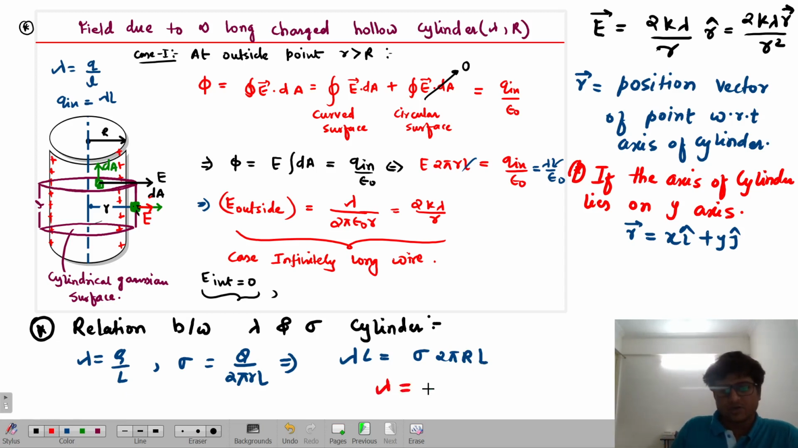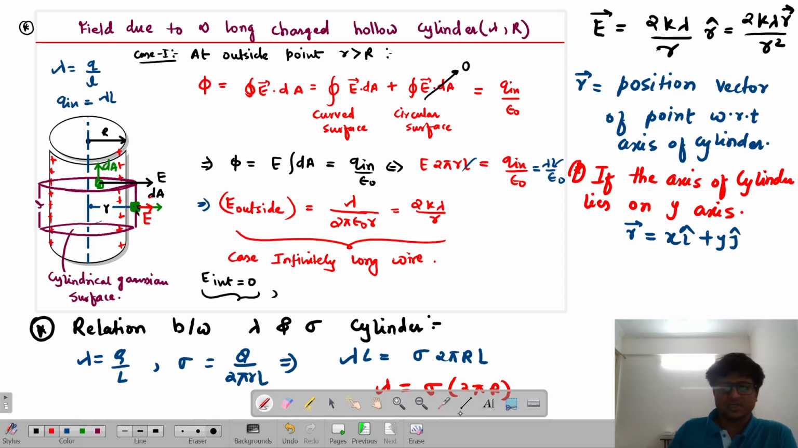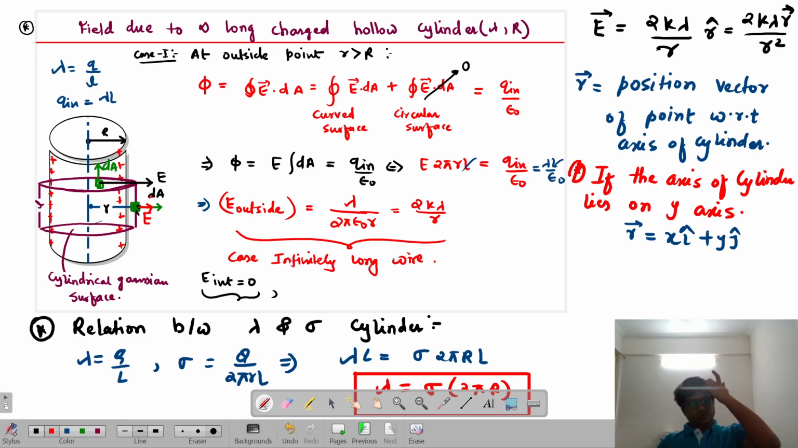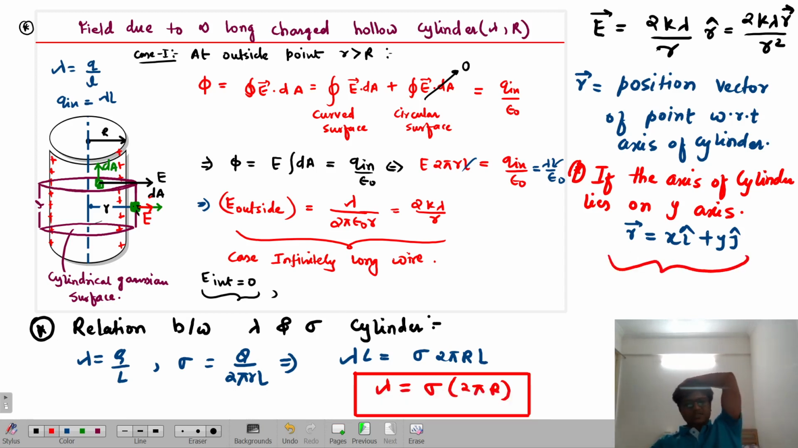So lambda is equal to sigma into 2 pi R, which you should always remember. If lambda is given or if sigma is given, you have to be cautious and use this form of the equation for the given case. Are you able to get me? So two cautious points are there. One is in the consideration of the r vector, and second is in the consideration of charge density. Whichever is given, you have to always keep in your mind.